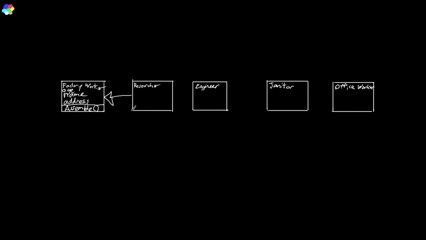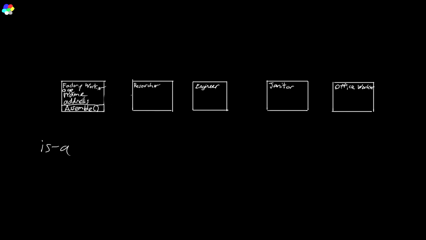But that's not good for two reasons. One reason is the researcher should not have access to the assemble member function. That's only an operation that a factory worker is going to be using. So you don't want to inherit all the things of factory worker. And the second reason and the main reason is, remember I told you inheritance is an is-a relationship. Is a researcher a kind of factory worker? No, they're completely different workers. So this kind of inheritance is not applicable. It's not valid. Don't do that.